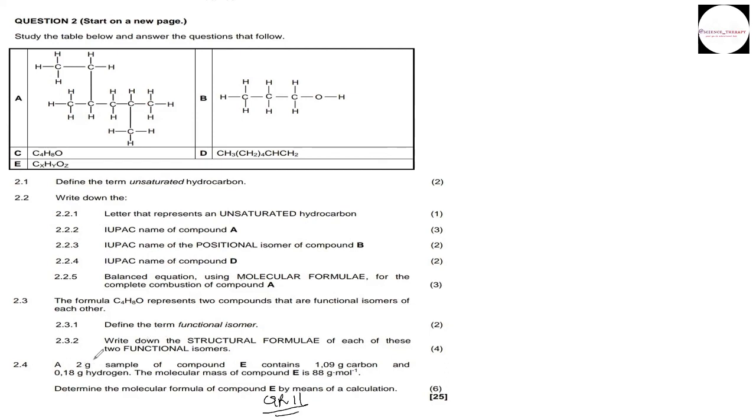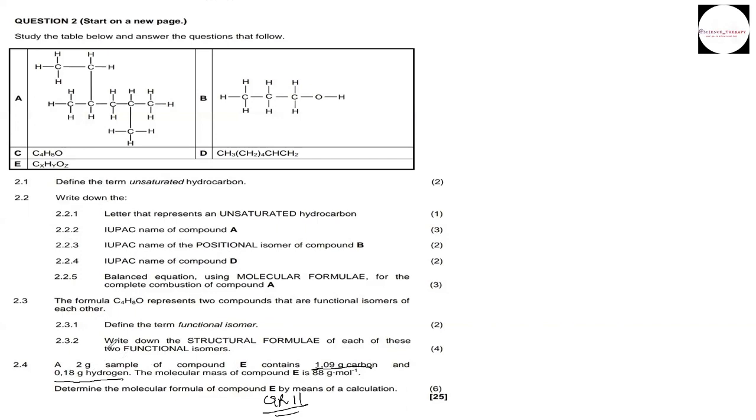Okay, so now we are given a 2 gram sample of compound E. Compound E, we can see that it is made out of 3 elements: carbon, hydrogen, and oxygen. But then reading here, we are only told of 2 elements, 1.09 gram carbon and 0.18 gram hydrogen. So that means they were quiet on the oxygen. But then you do not have to be quiet as well. You need to calculate that.